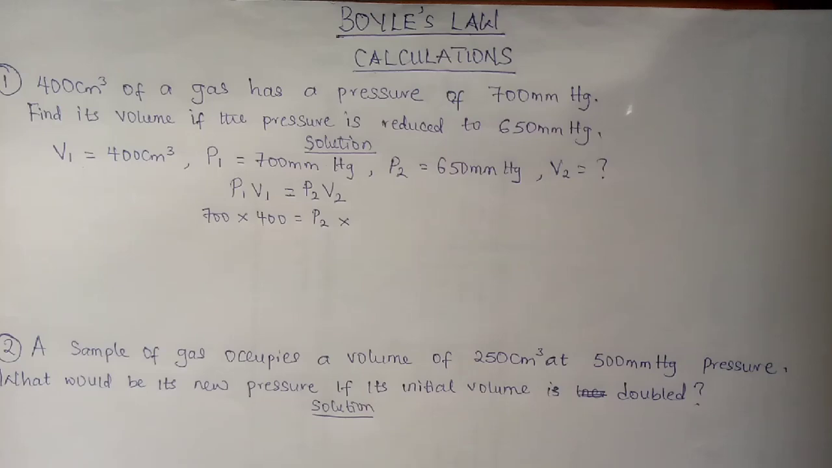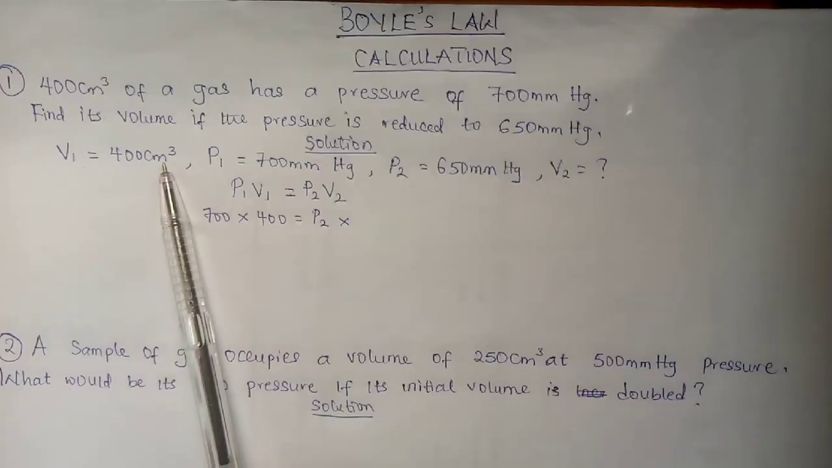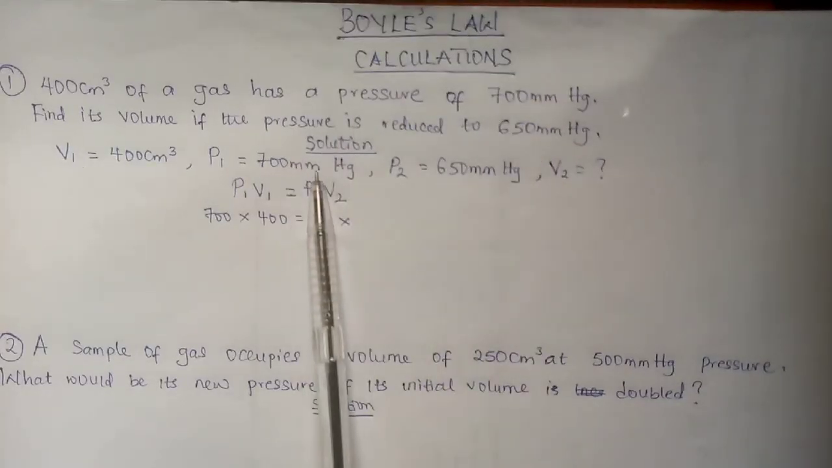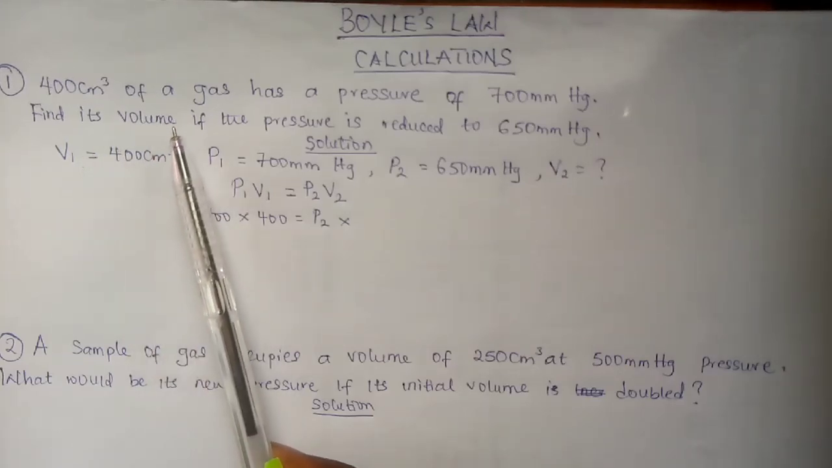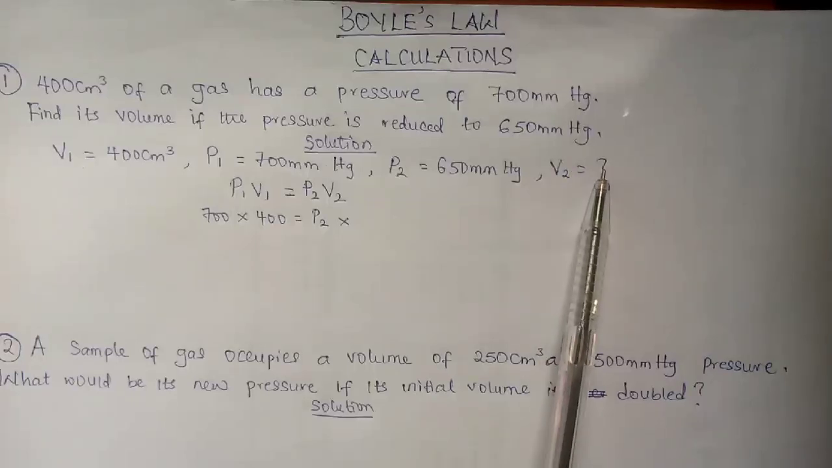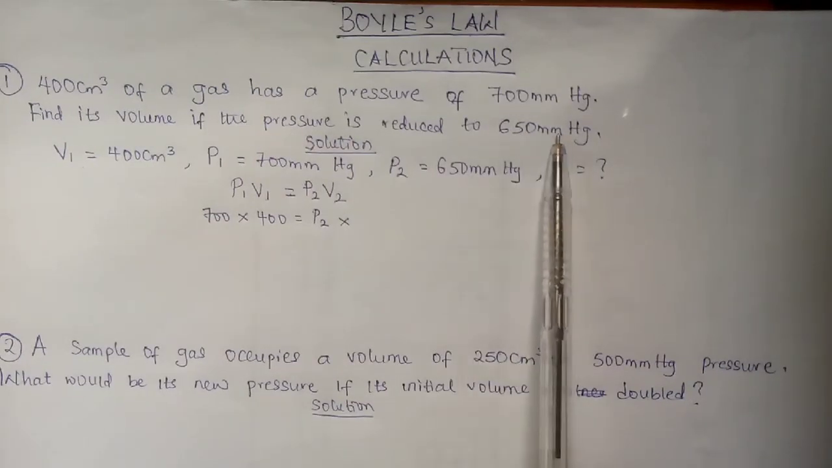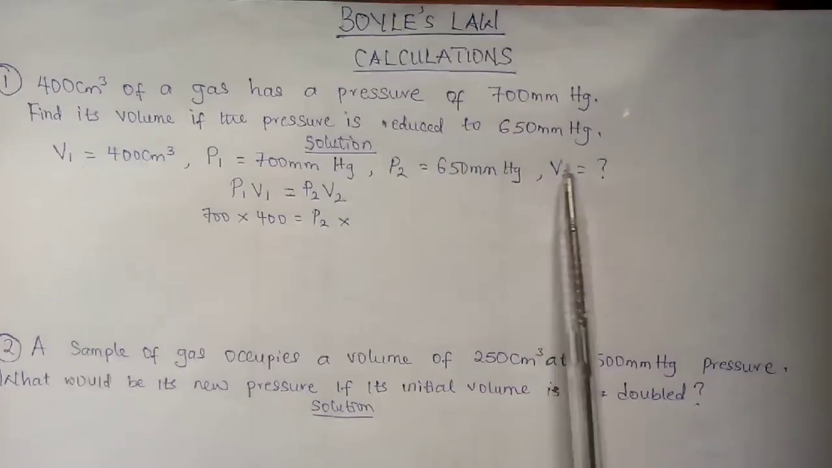So looking at the first example, we're told that 400 cm³ of a gas has a pressure of 700 millimeter of mercury. So the initial volume, which is 400 cm³, is V1. The initial pressure, which is 700 mmHg, is P1, and we are told to find its volume, that is the new volume V2, which is unknown, if the pressure is reduced to 650 mmHg. So P2, which is the new pressure, is 650 mmHg.